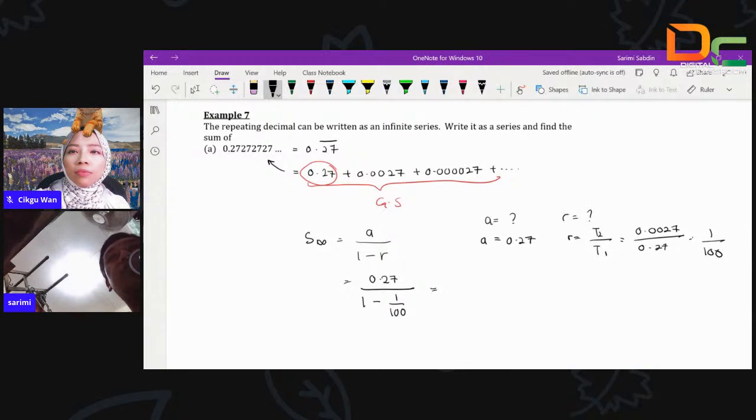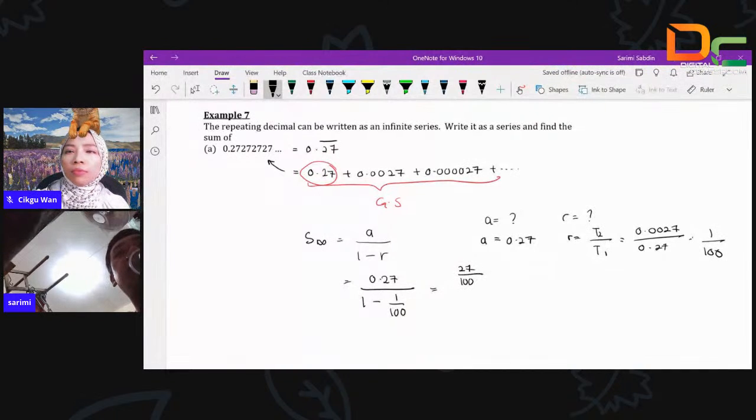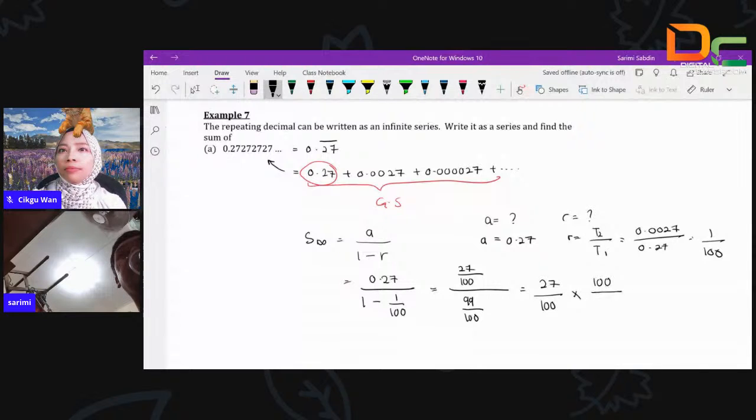Alright, so I calculate this normally. So 0.27 is the same as 27 over 100. Okay, 1 minus 1 over 100 is 99 over 100. So this is two fractions, divide. So this equals 27 over 100 times. Okay, divide becomes multiply. Then the bottom fraction is inverted to become 100 over 99.